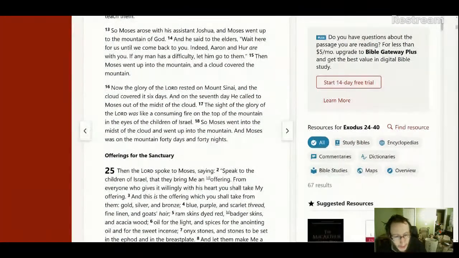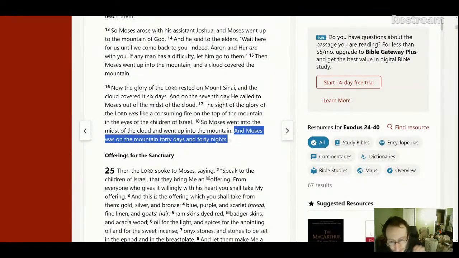So he goes up to the mountain. He's there for 40 days and 40 nights. What's he doing for 40 days and 40 nights? He certainly was not only writing the 10 commandments. A lot of people think he came down. The 2 tablets had the 10 commandments on them. So you're saying he was on the mountain for 40 days and 40 nights and only came down with 10 commandments on 2 tablets? Why was he there for that long?